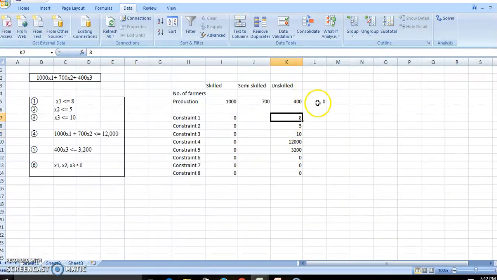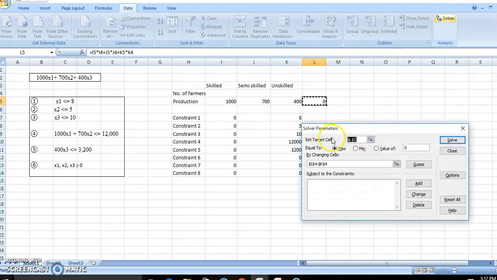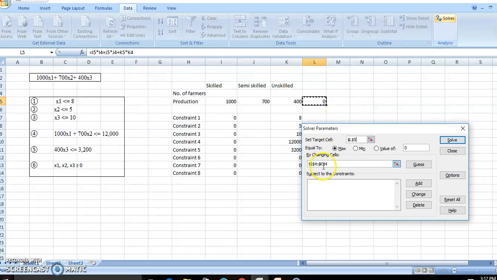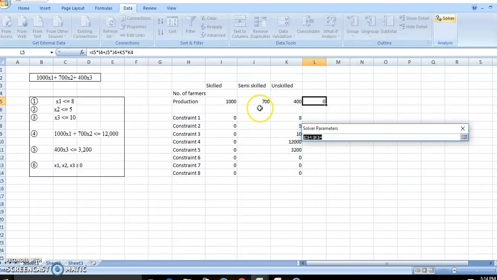Next, I will click on the cell which represents my objective function. That is this. This is my objective function cell. After clicking on this, I'm going to click on solver. So my target cell is the objective function cell. Hence, I'm going to select that cell. Because this problem is a maximization problem, I have chosen max. If it is a minimization problem, please select min. Next is the changing cells. So my changing cells will be the cells which will represent x1, x2 and x3.